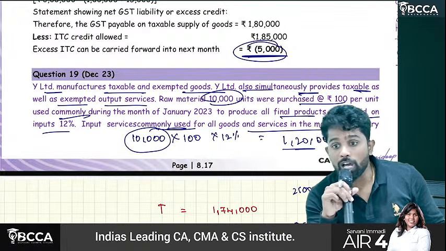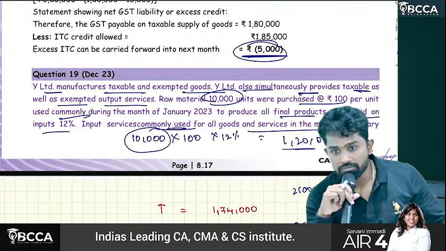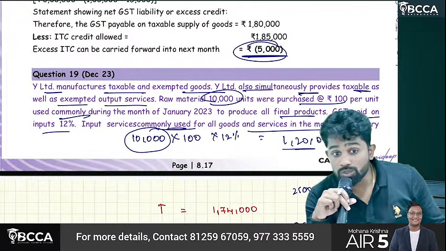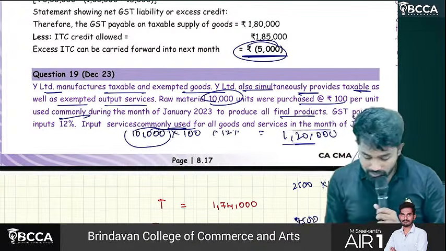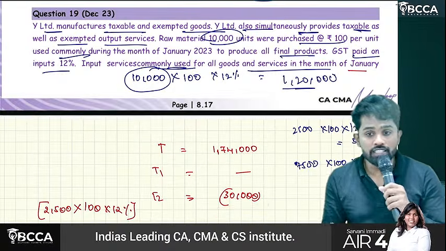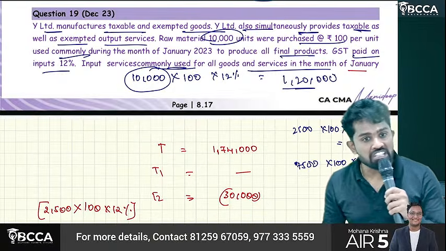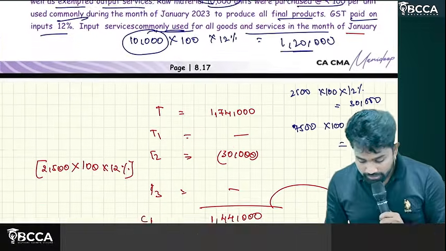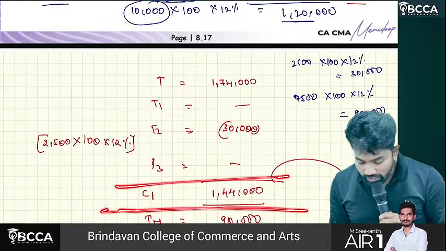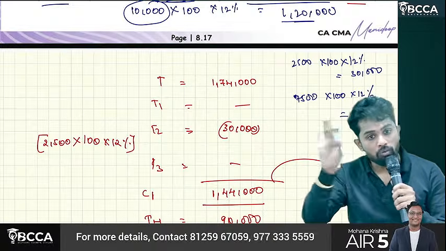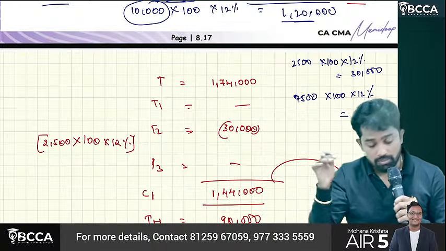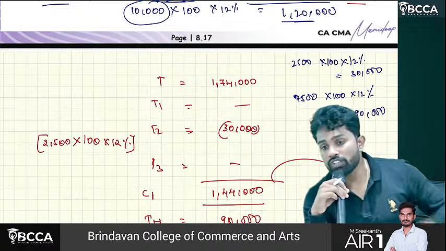T1 means what? Non-business related. Nothing is there. Okay. Then T2, exclusively related to exempted. Just now we calculated how much? 30,000. Subtract that 30. Then T3, any blocked or ineligible credit, nothing is there. Okay. So then we'll get how much, sir? C1, 1,44,000. I mean, how much ITC we gonna avail? 1,44,000.